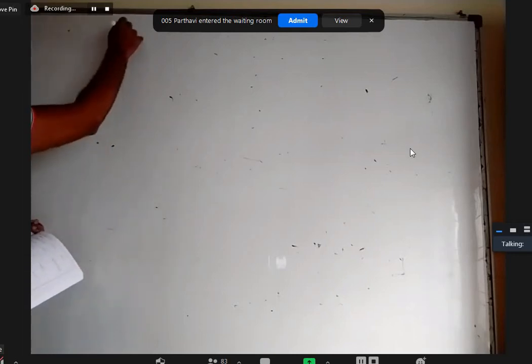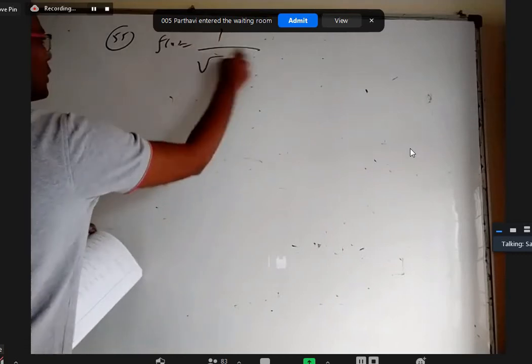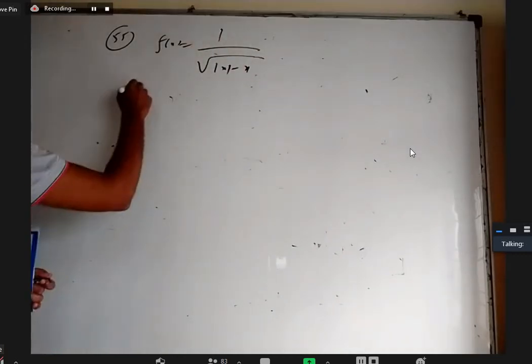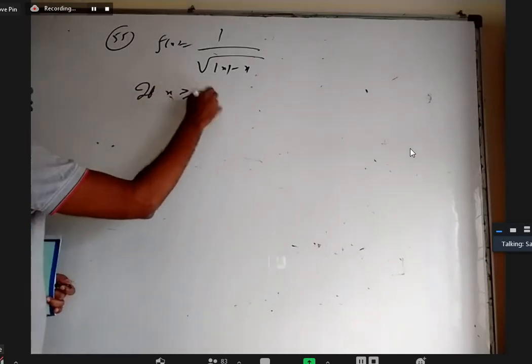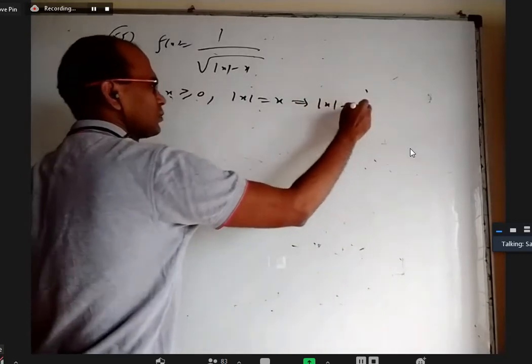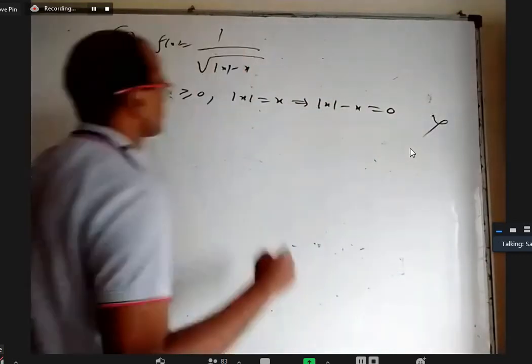Okay, so 55. f(x) is equal to 1 by square root of mod x minus x. If x is greater than or equal to 0, mod x equals x, which implies mod x minus x equals 0, and we don't want that.